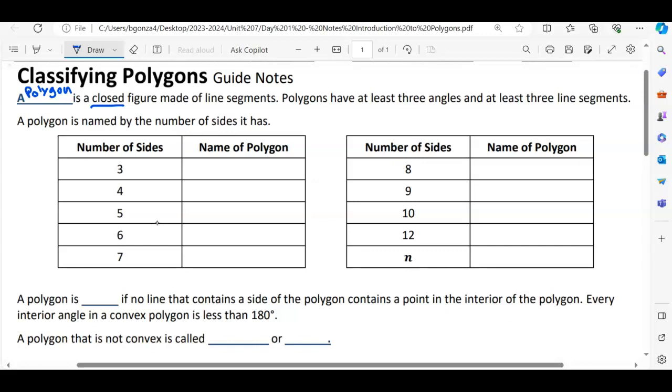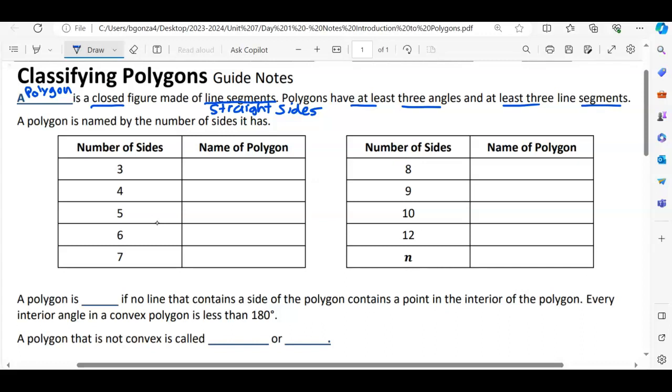Now, it's made of line segments. Now, the reason why this is important is because they are straight sides. I'll write that down. Straight sides. So no curves. If you see a curve, that's not a polygon. Okay? All right. You have to have at least 3 angles and 3 sides. Okay? And then we can name them.